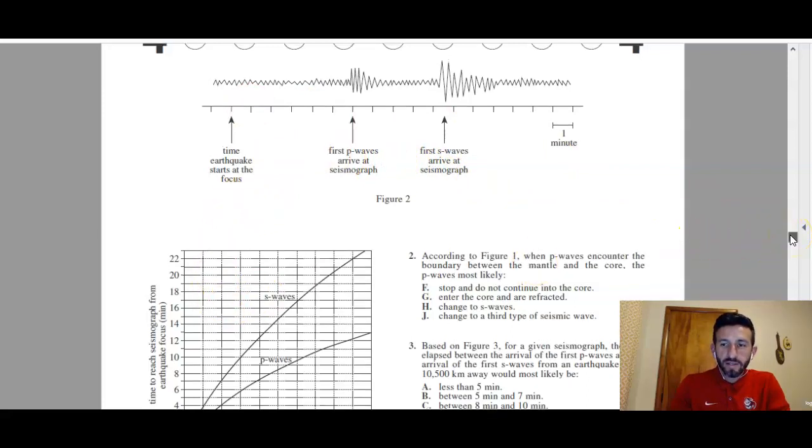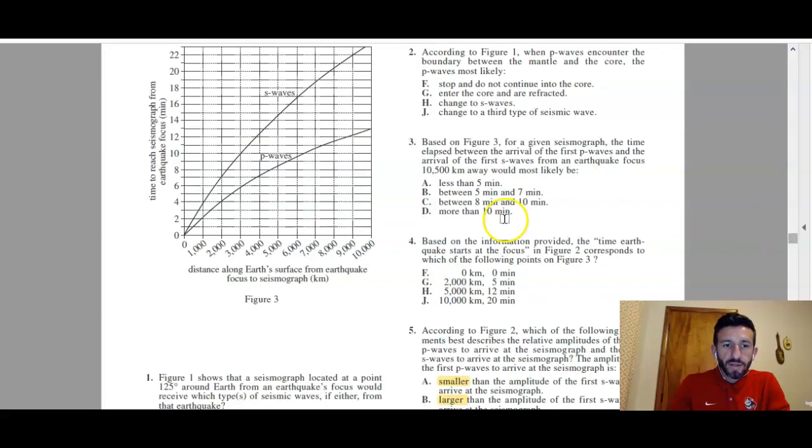So let's go down here. Well, figure 3, where does the earthquake start? It starts right here at time 0. The only answer choice that has time 0 is answer choice F. So there we go, that's my answer, comparing two graphs.